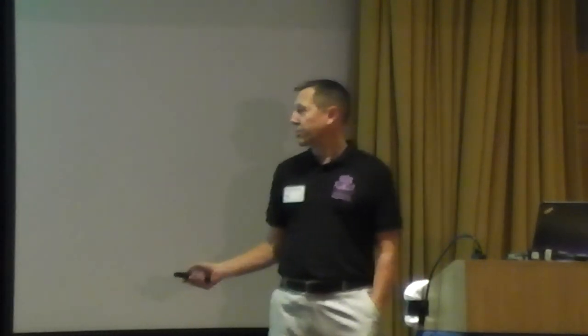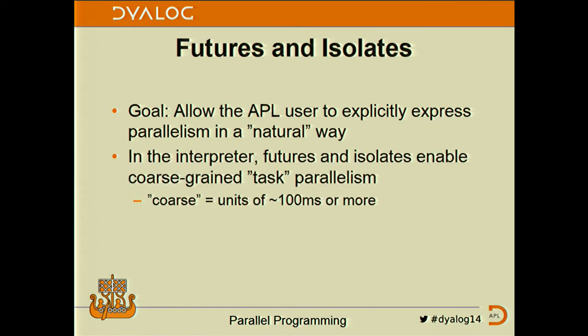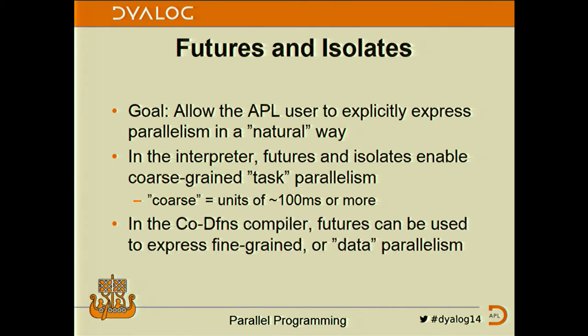And there's a word here, coarse-grained parallelism. The goal is to allow APL users to explicitly express parallelism, so that you easily identify pieces of your code that could run asynchronously. And the goal of the current technology is that if you have units that could run in parallel that will consume a tenth of a second, then this should be an effective mechanism. So if you have loops that you go around that are consuming a tenth of a second, this will work. Possibly also with smaller units, but certainly that's a target we've set ourselves.